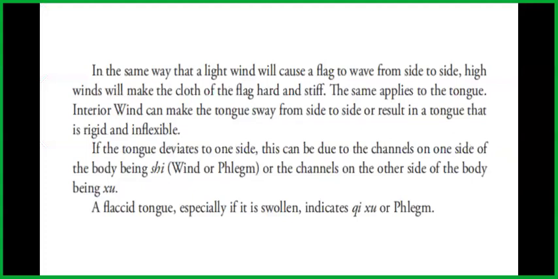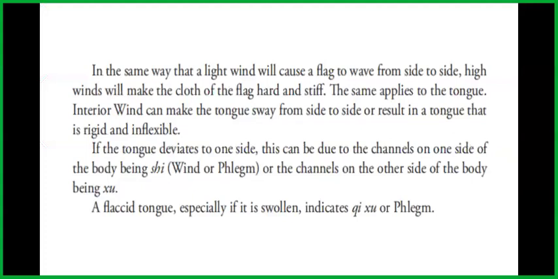Interior wind can make the tongue sway from side to side or result in a tongue that is rigid and inflexible. If the tongue deviates to one side, this can be due to the channels on one side of the body being excess wind or phlegm, or the channels on the other side of the body being deficient. A flaccid tongue, especially if it is swollen, indicates qi deficiency or phlegm.